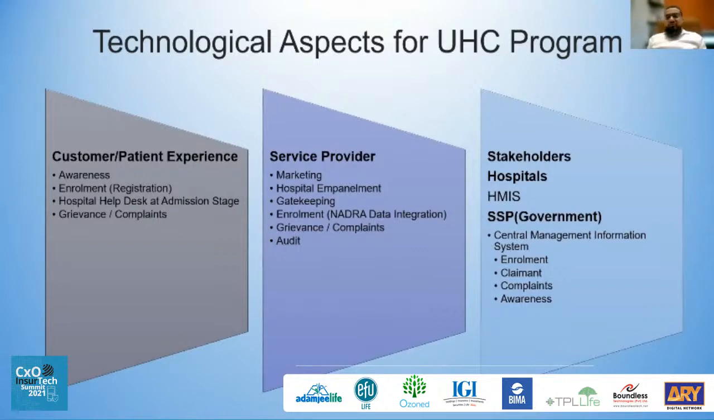Poverty-based program versus universal, we need to see now. As we discussed yesterday, they will have mobile phones, smartphones, internet. So this should be used. The major crux of this scheme is hospital help desk administration. When patients come at the counter, what happens to them? The whole eco culture of admission, then gatekeeping at insurance, and then grievances and complaints. This has to be digitized.